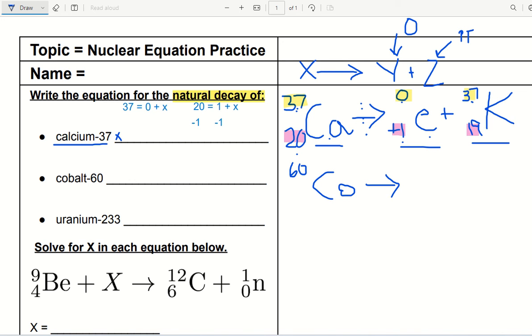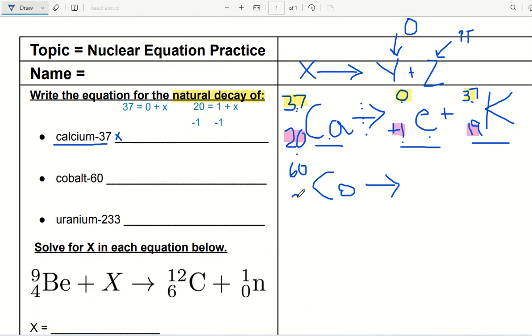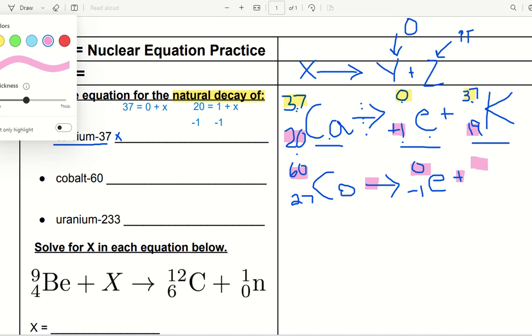I need the bottom number. I need the atomic number. So for cobalt, it is 27. What do I know already? Do you remember it was beta? So that's a 0, a -1, and an E, plus here's my mystery, right? So what I'm going to do is I have top number equals top number plus mystery top number. What do I do to solve for the bottom?